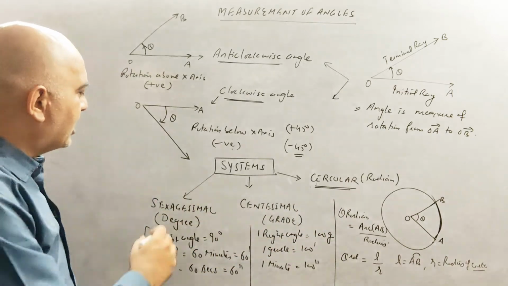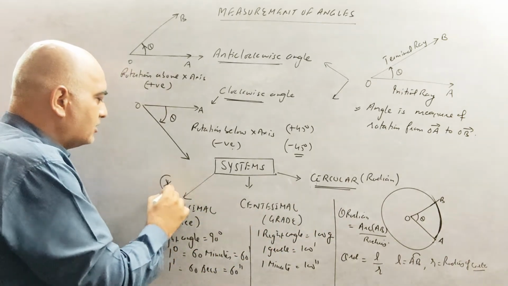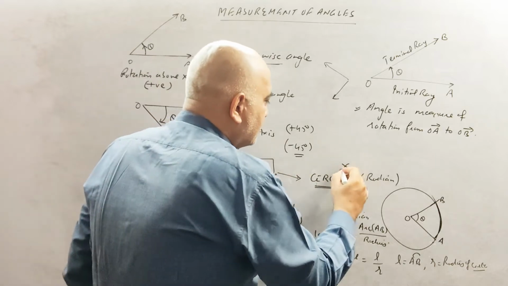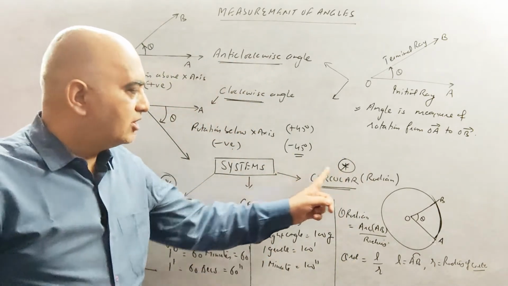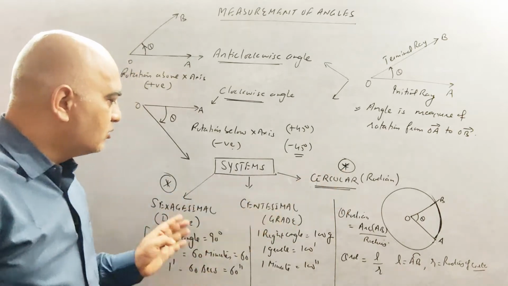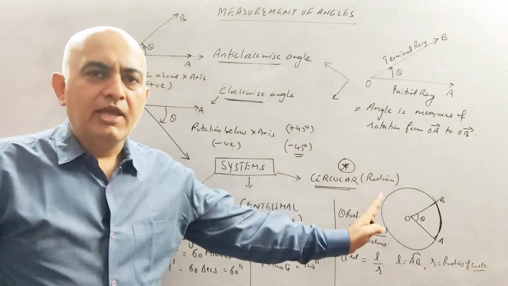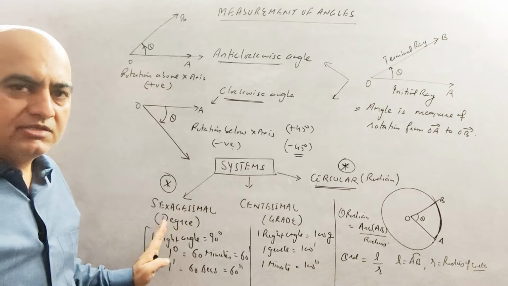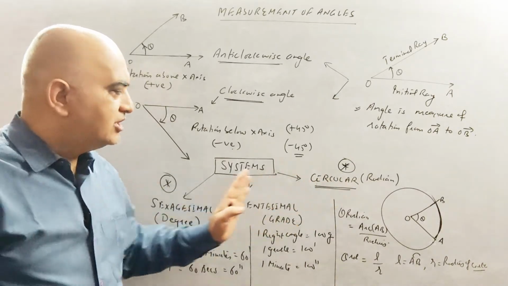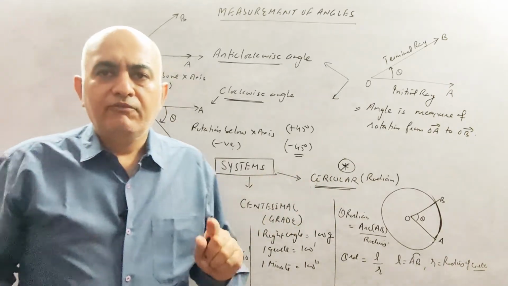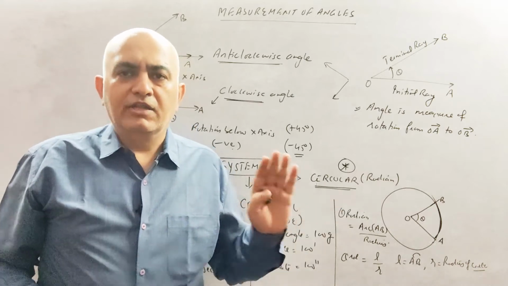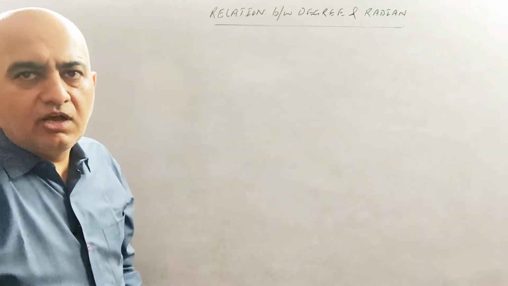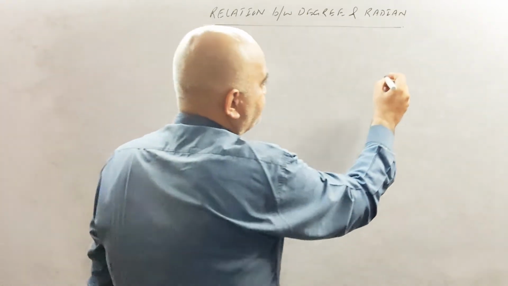But we have to go for these two, the degree system and the radian system. Okay, so we will impose everything on these two systems, and we have to convert the degree system into radian and the radian into the degree system. How can we convert these two systems? First of all, we will go for a relation between the radian and the degree system. What is the relation between degree and radian?